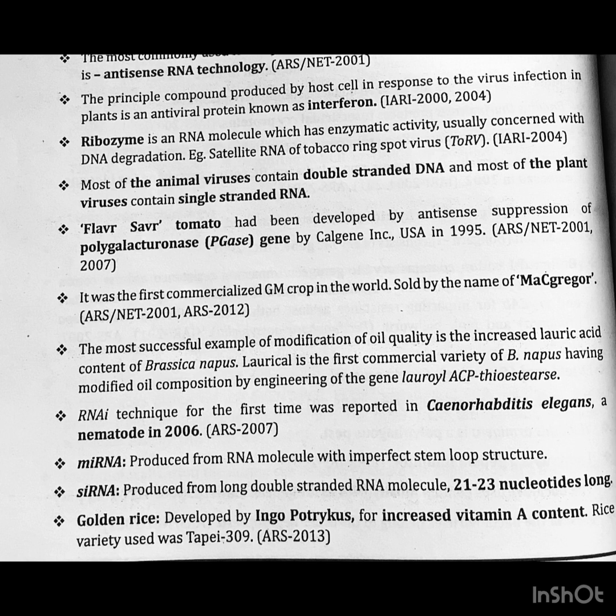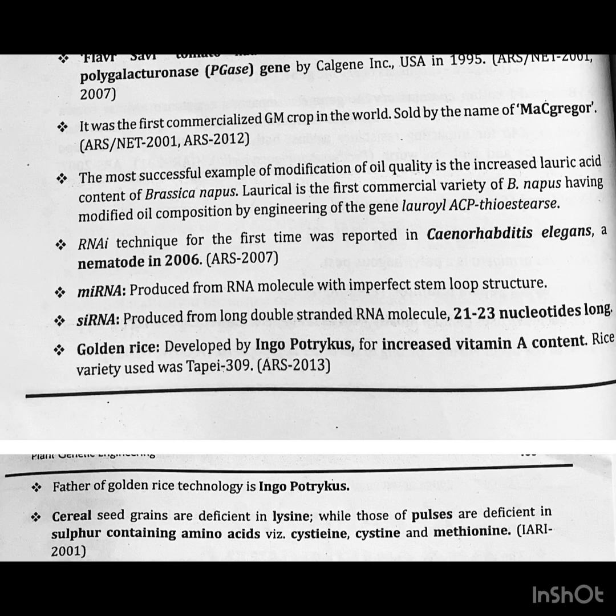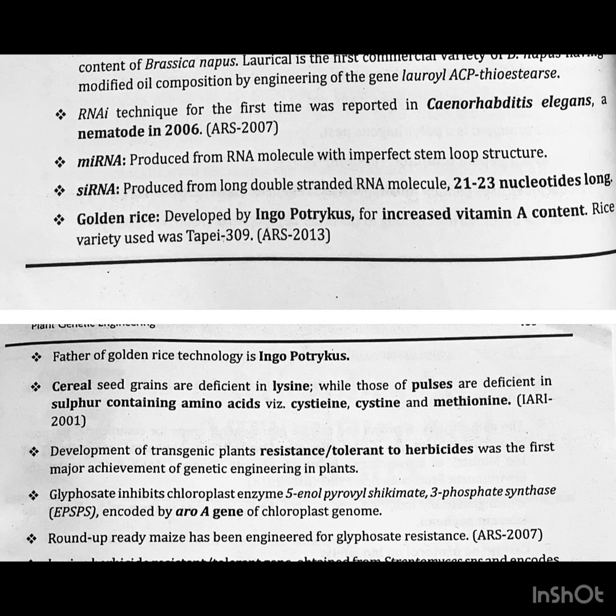miRNA is produced from an RNA molecule with imperfect stem loop structure. siRNA is produced from long double stranded RNA molecule. It is 21 to 23 nucleotides long. Golden rice was developed by Ingo Potrykus for increased vitamin A content. Rice variety was TP309. ARS 2013 question: Father of golden rice technology is Ingo Potrykus.